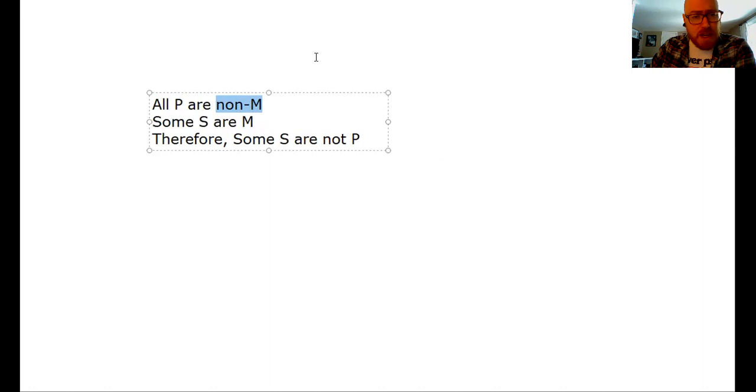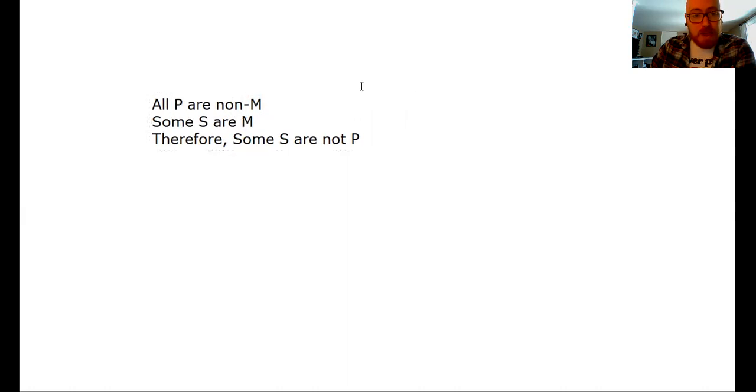Aside from having too many terms, neither M nor non-M are being distributed in these propositions. Since this is an A statement, all P are non-M, the only thing that's being distributed here is P. Some S are M does not distribute anything. So neither S nor M are being distributed in this second premise either.